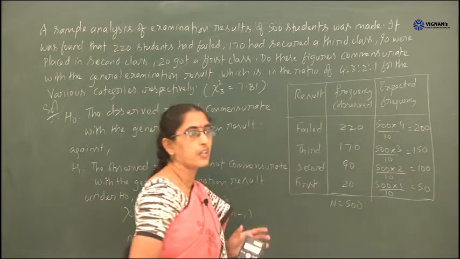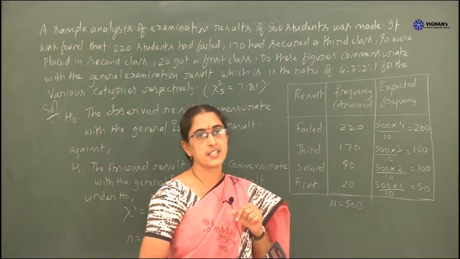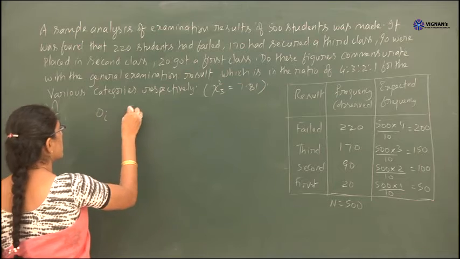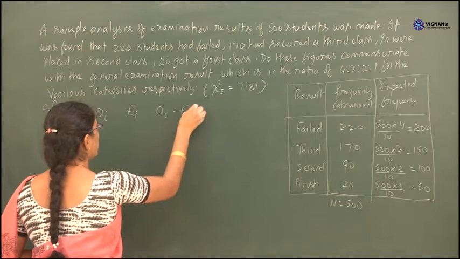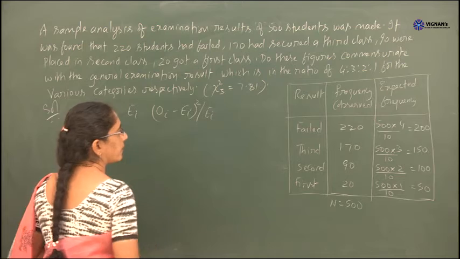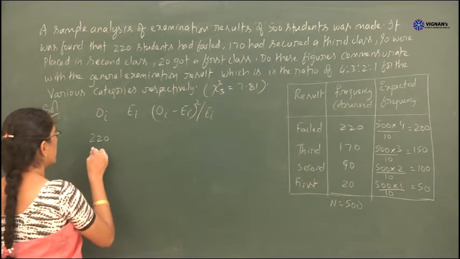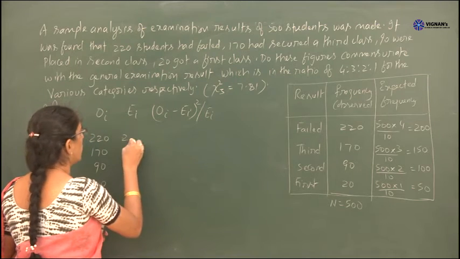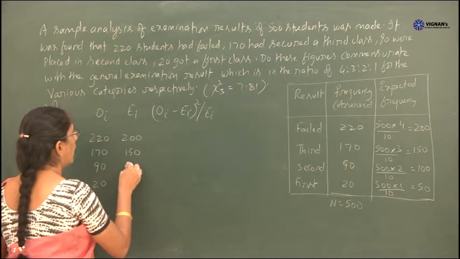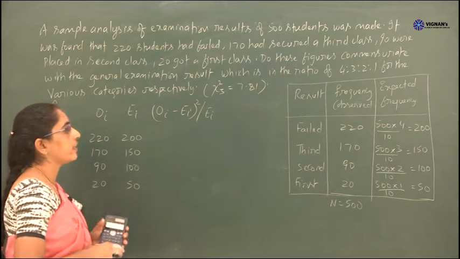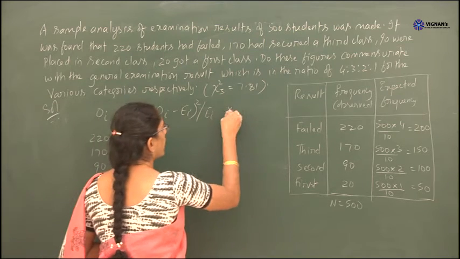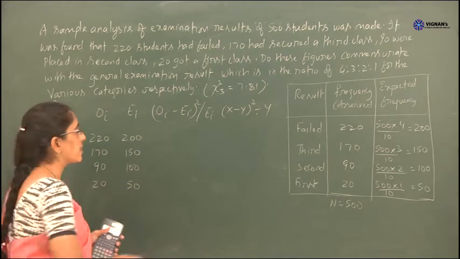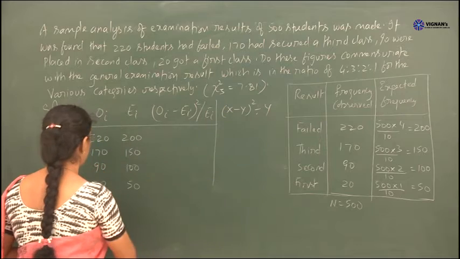So these are the expected frequencies here. Now for these observed and expected frequencies, we have to make a tabular form of observed minus expected whole square divided by expected frequency. So observed frequencies are 220, 170, 90 and 20. The expected are here 200, then 150, 100 and 50. Now again we have to consider the equation of here x minus y whole square divided by y, because the expected frequencies are different for all these observed frequencies.